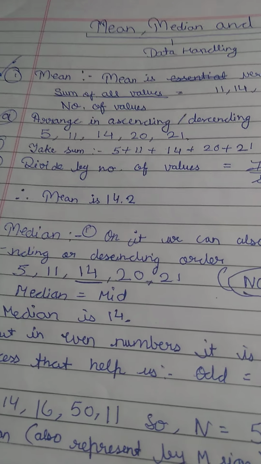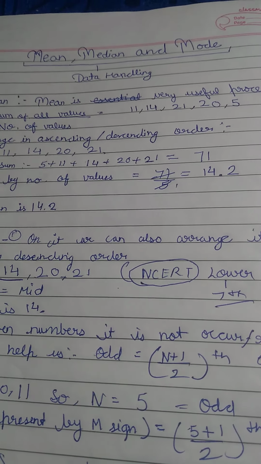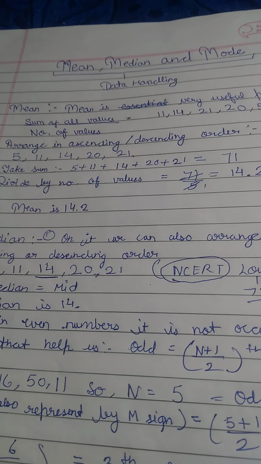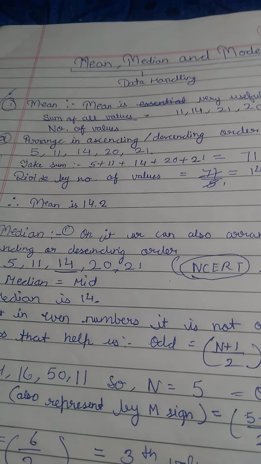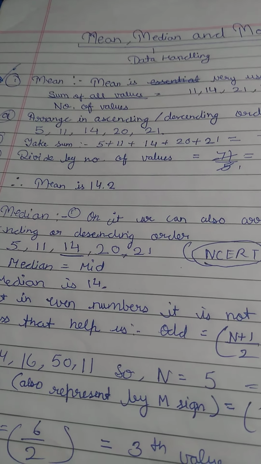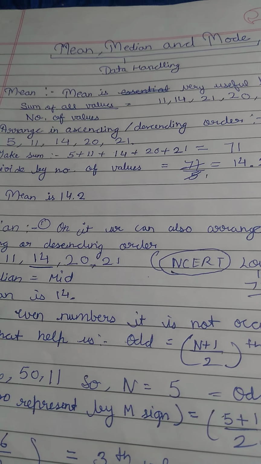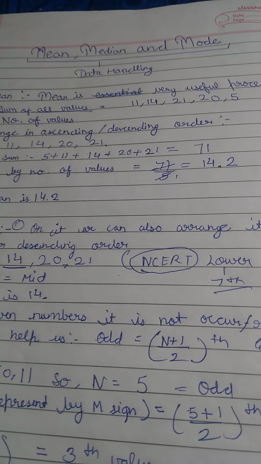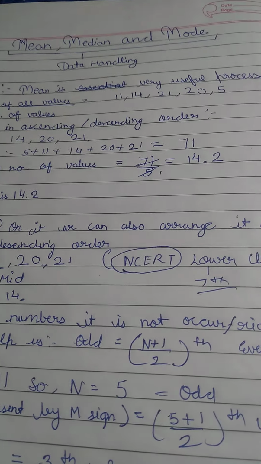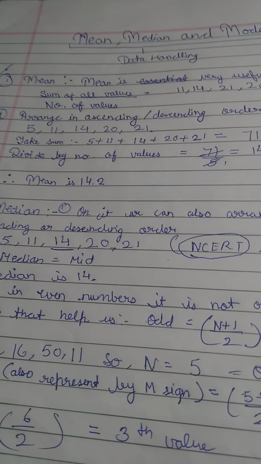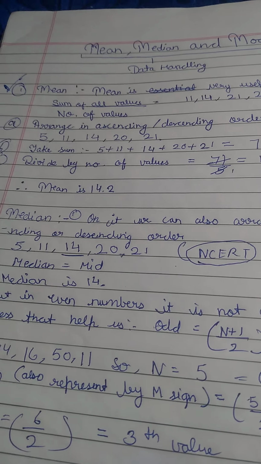The formula for mean is the sum of all values divided by the number of values. Let's take these 5 numbers. First, arrange them in ascending or descending order, whichever order you choose: 5, 11, 14, 20 and 21. Take the sum: 5 plus 11 plus 14 plus 20 plus 21 equals 71, divided by the number of values. The number of values is 5. So 71 divided by 5 equals 14.2. Mean is 14.2. We have an idea about it.